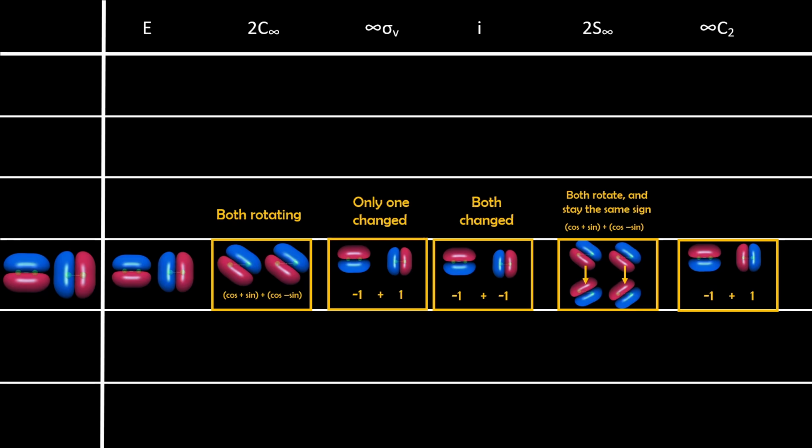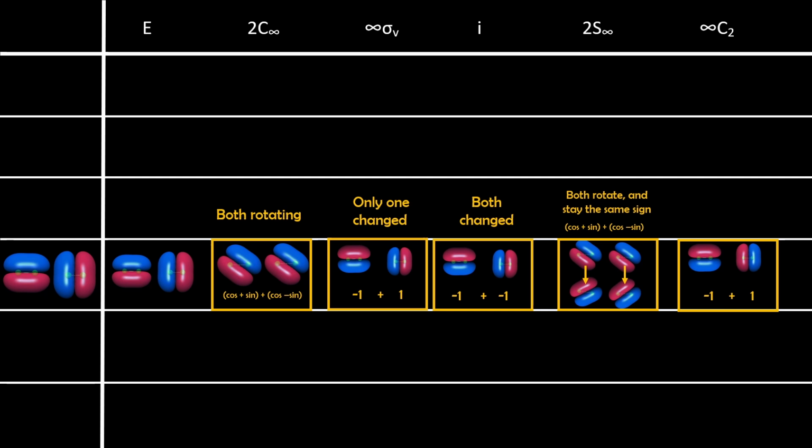For the sigma v mirror planes, one pi orbital is symmetric while the other is antisymmetric, so the contributions are 1 minus 1, which equals 0. For inversion, both change sign, so we have -1 and -1, which is -2.